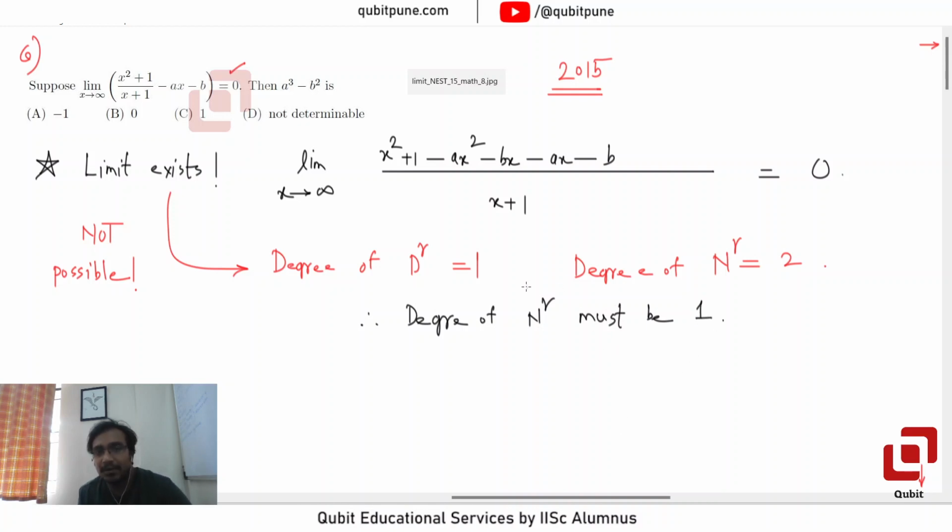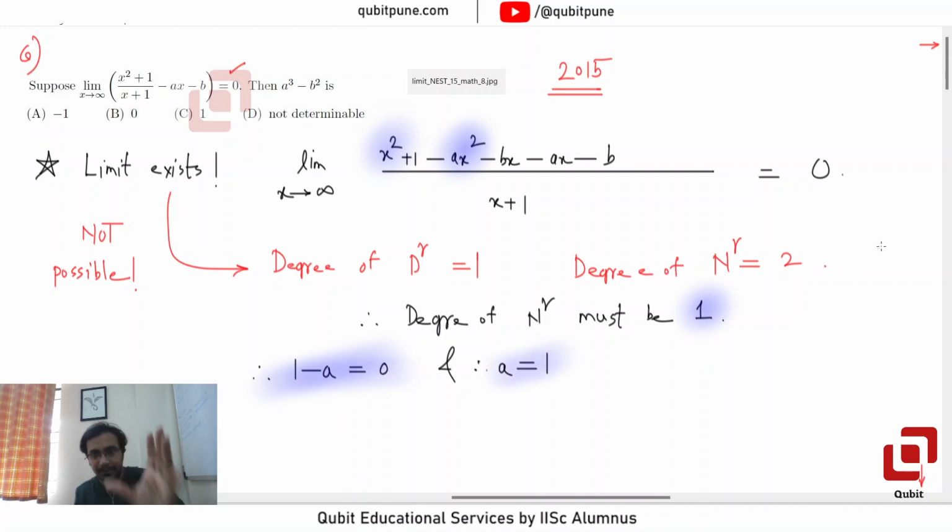Same as that of the denominator. Okay? And therefore, 1 minus a is 0 and therefore a is 1. How did we get that? Look, x squared is here, minus a squared is there, minus ax squared is there. The coefficient of x squared should be 0 because the degree of the numerator must be 1. Therefore, a is 1.